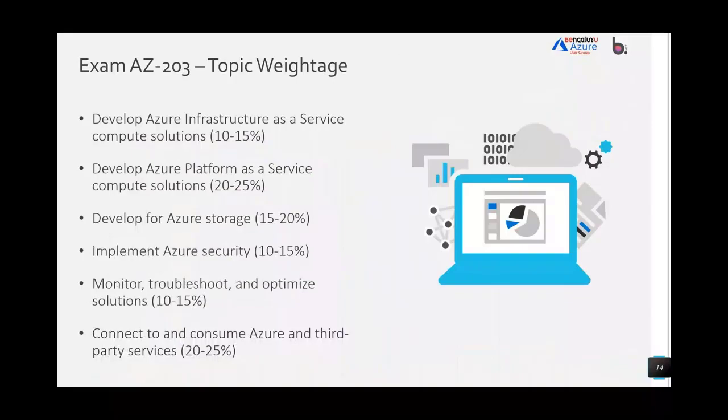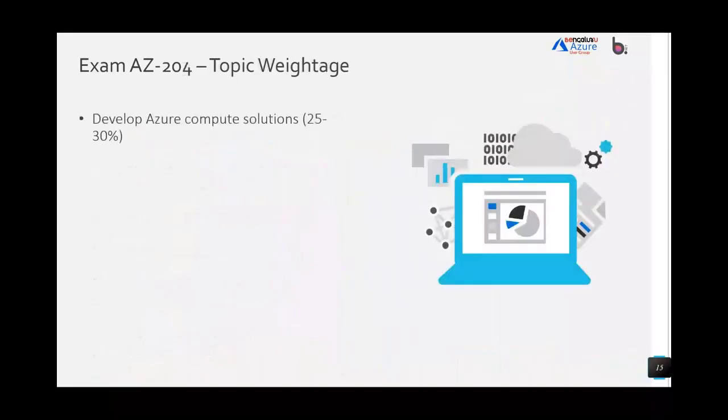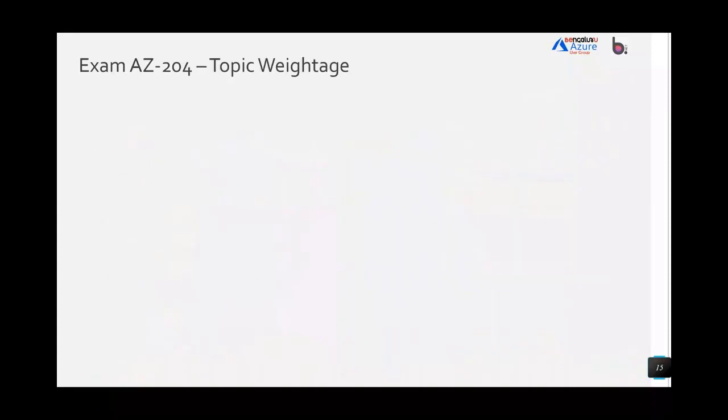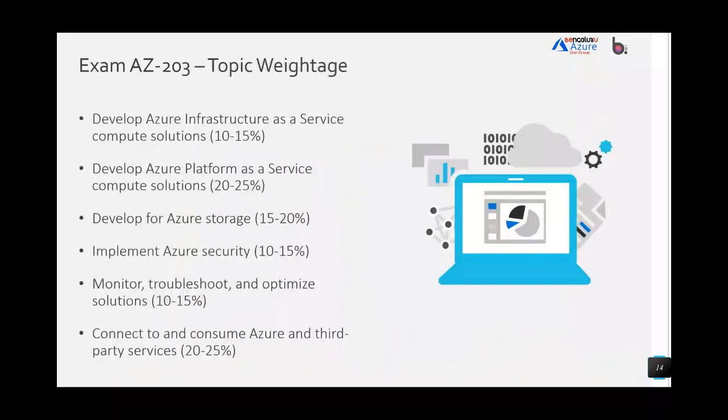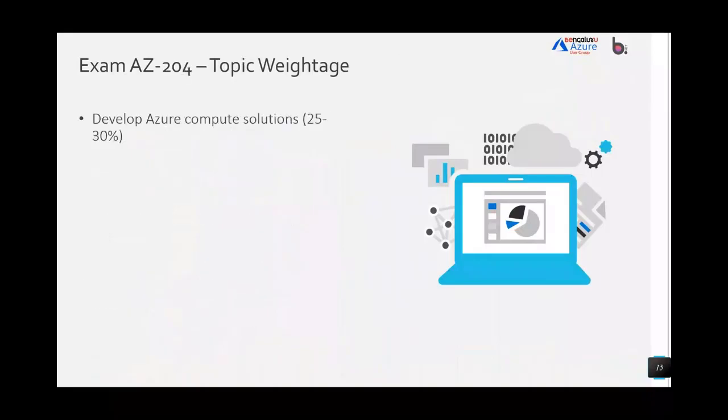Now let us take a look at Azure 204. Here you can see the first part is develop Azure Compute Solution, which is 25 to 30%, right? And you read it correctly, it is develop Azure Compute Solution. If I go back to my previous slide, you can see the first 2 points are Azure Infrastructure as a Service Solutions and Platform as a Service Solutions. Now these two are merged into one, which is Azure Compute Solutions, right? So two services are merged into one here, and the percentage is also increased to 25 to 30%.